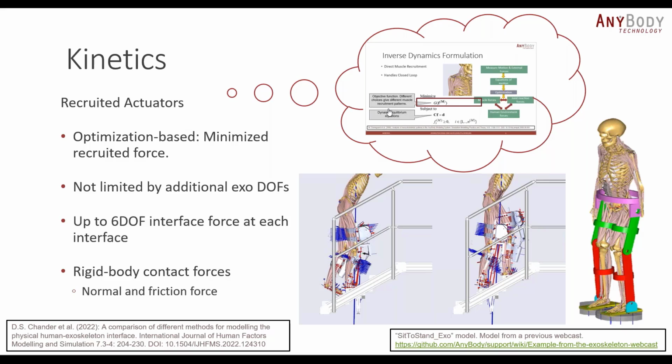Just as in the case of muscles, these recruited actuators are not limited by the number of degrees of freedom of the exoskeleton, and that means you can investigate up to 6 degrees of freedom interface force at each interface. An example of that is this sit to stand exoskeleton model, which was presented in a previous webcast, and you can look at this model on the link mentioned here.